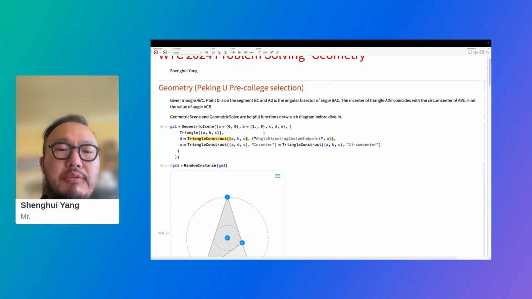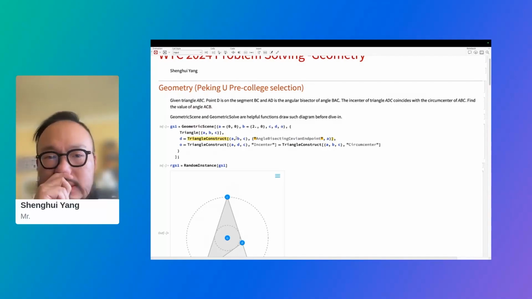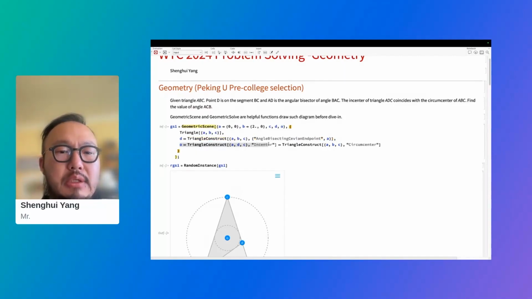For example, here AD is the angular bisector, so here it is angular bisecting. And the Cevian endpoint means I'm interested in the location of D on the side of BC. And O is the triangle constructor incenter, which is the same as the triangle constructor circumcenter. So you can see that basically this is simple English.